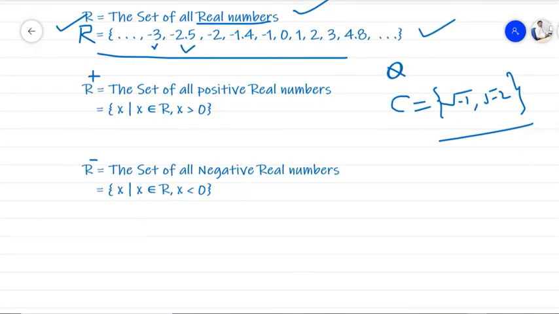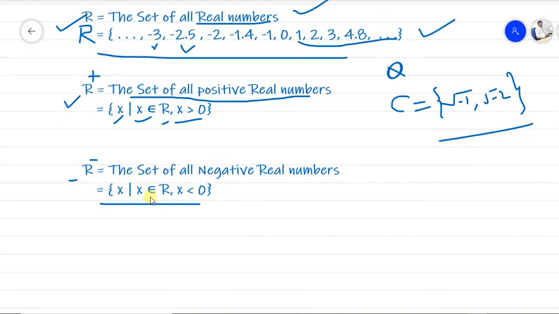Okay, so now we'll see R plus. R plus is nothing but the set of all positive real numbers. So x such that x belongs to R, but x should be strictly greater than 0, meaning all the positive real numbers. That becomes R plus. R minus means x such that x belongs to R and x is strictly less than 0. So that becomes all negative real numbers, and that is nothing but R minus. So these symbols, these sets, we can directly use. These are the standard notations.